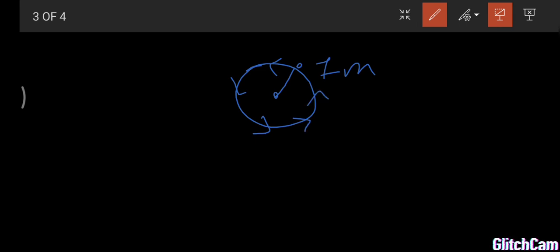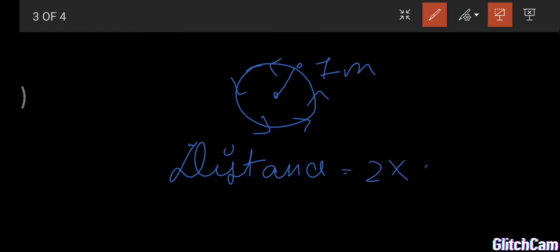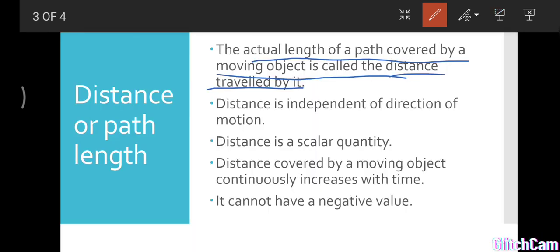Now what is the total distance covered by the man? Distance equals 2, the number of rotations, times the circumference, 2 pi r. So here also, if we notice, the direction is varying at each and every point, but still the distance is not affected by the direction. From this it is proved that the distance is independent of the direction of motion.